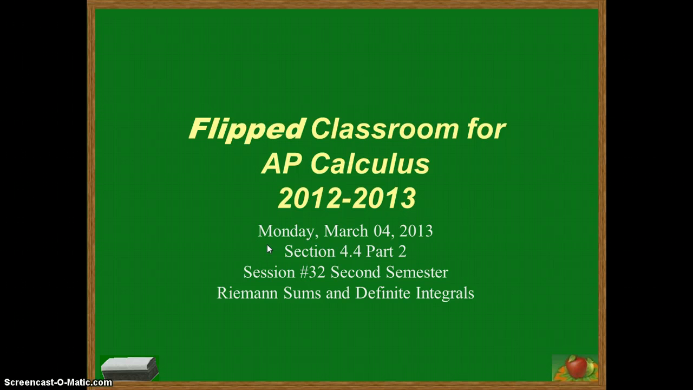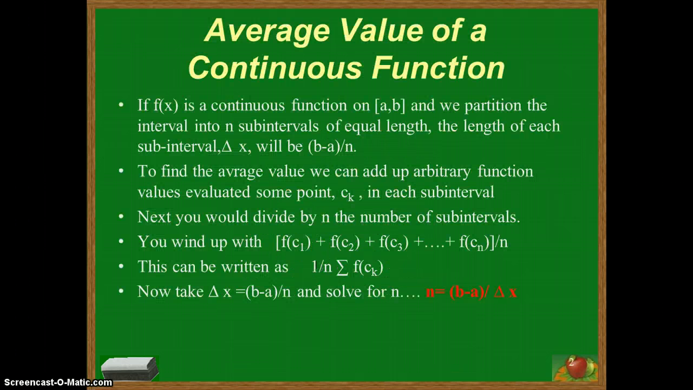Today we're going to finish up Section 4.4, Part 2, Riemann Sums and Definite Integrals. We start off by talking about the average value of a continuous function. Basically, if f is continuous on a closed interval [a, b], and we divide that interval up into n subintervals of equal length, the length of each subinterval can be expressed as delta x being equal to (b minus a) over n.